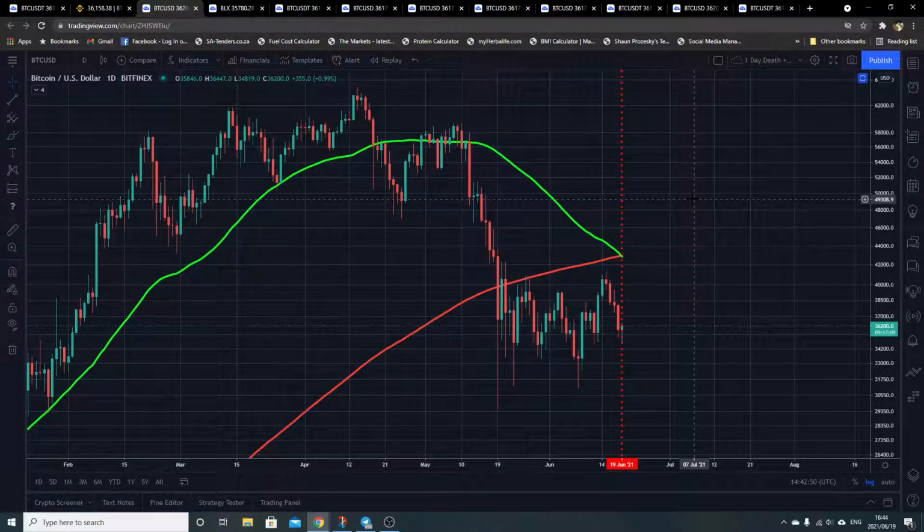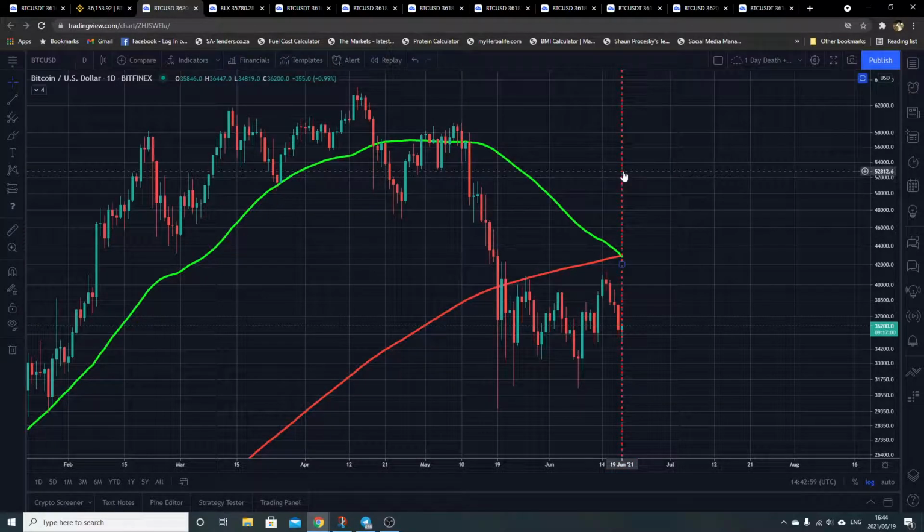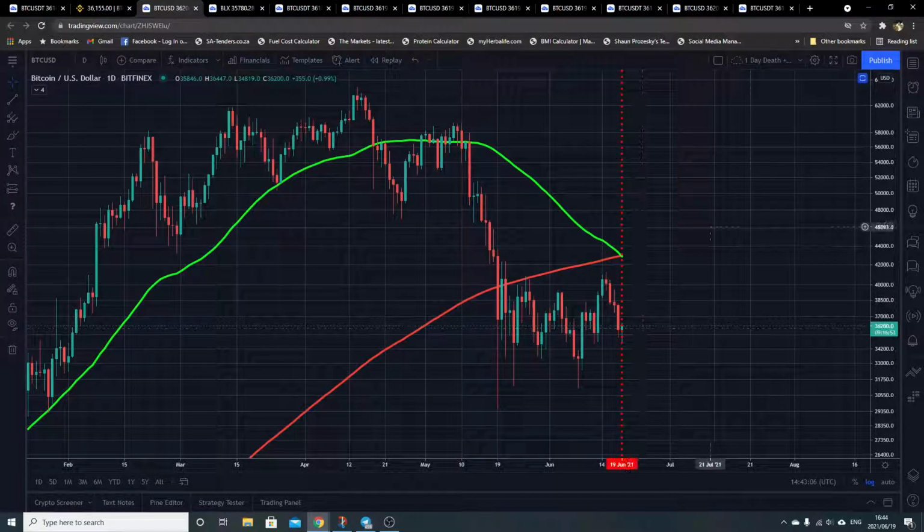My previous video, my very first video that I put on YouTube, was the death cross. In it, I did predict that the death cross is going to occur today, on the 19th of June. I watched this chart last night, and at 2 o'clock UTC time, when the daily chart closes and opens up a new candle, that crossed. So I was spot on there, absolutely spot on, with the death cross.